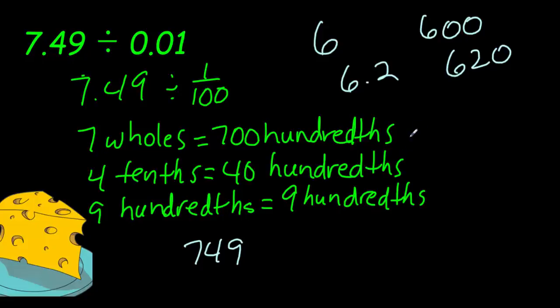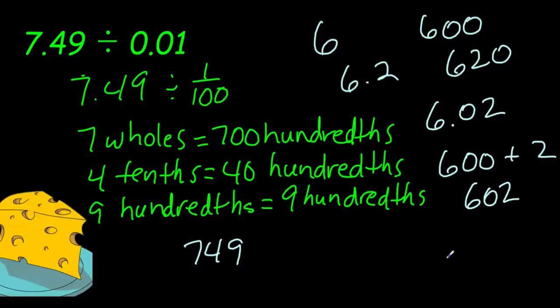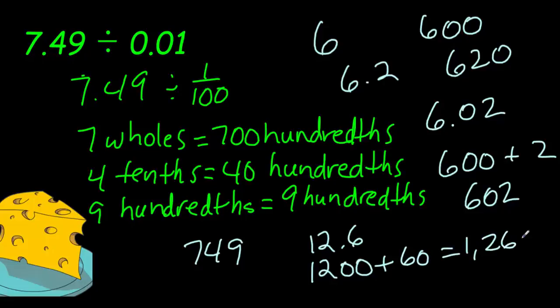Now how about 6 and 2 hundredths? Right, we still have the 600, but we're adding on 2 of the hundredths that were already there, giving us 602. Nice. How about 12 and 6/10? So here we have 1200 plus there are 10 hundredths in 1/10, so we would have 60 hundredths, giving us 1260 hundredths. Okay, and the patterns continue.